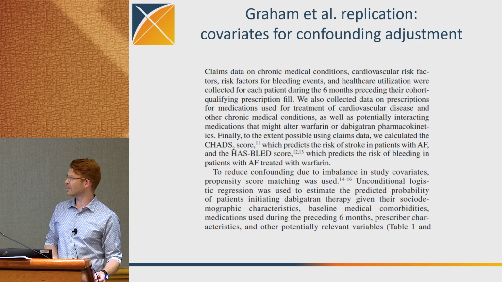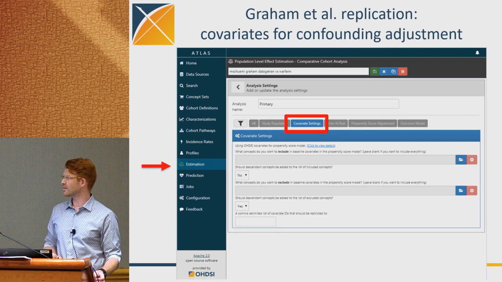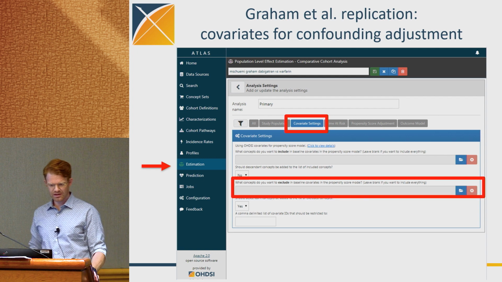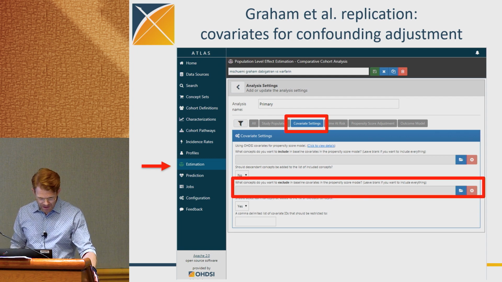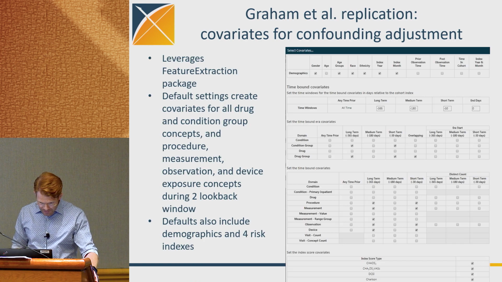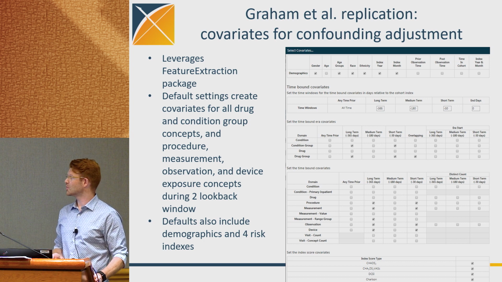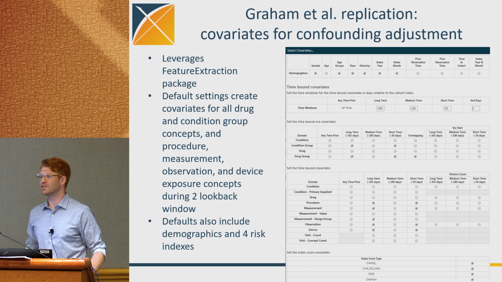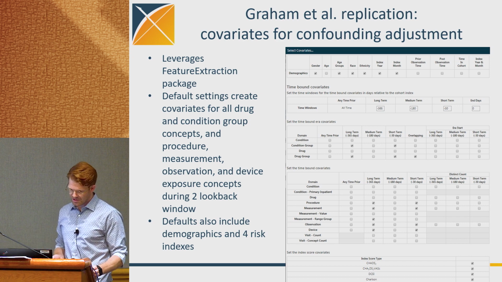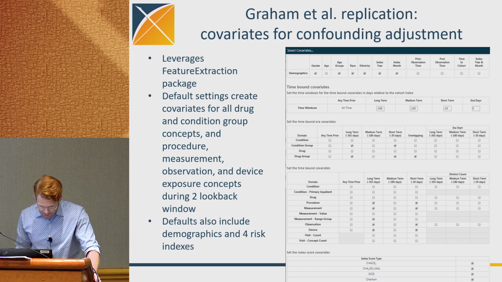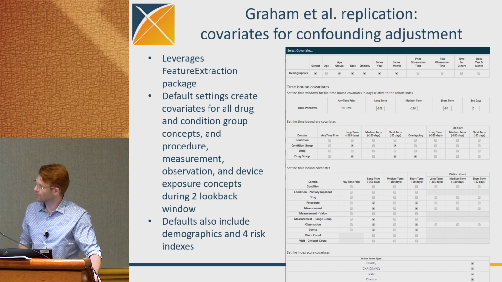So, covariates for confounding adjustment. We went through the handful that they selected to use in their study. Here you would click covariate settings. When you click that, you get these options, and there are checkboxes already included on it, which are the default covariate settings. They look for things like sex, age group, race and ethnicity, and then for covariates that are not static like that, you can select these look-back windows.